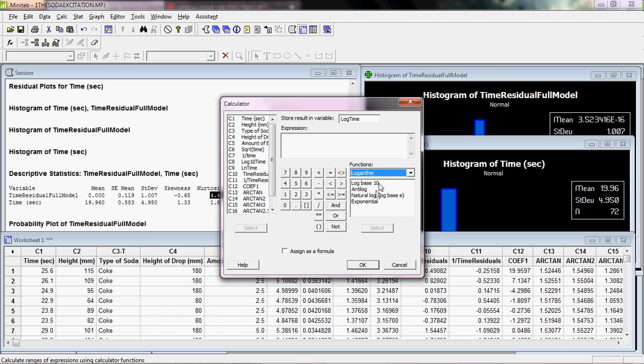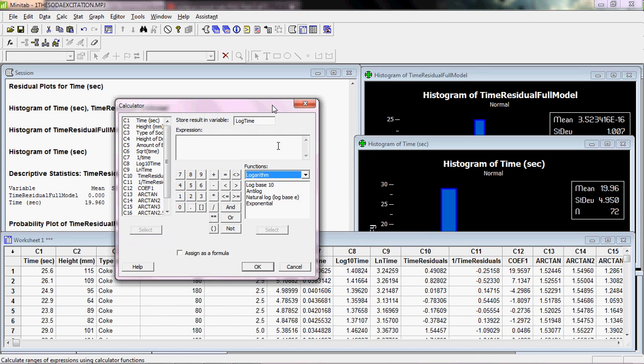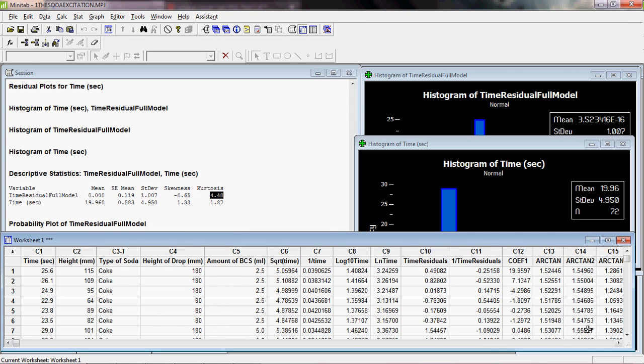Students often ask me, does it matter if I use the base 10 or the natural log? And the answer would be, if you're not sure, try them both. I don't think it's going to make much of a difference in this case. So I'm just going to choose the log to base 10. Usually, in terms of notation, if someone's written log without any base in it, it's probably base 10. And if someone's written ln, it'll be the natural log to base e. So I'm just going to put log 10 and time. And hopefully we've got a new column.